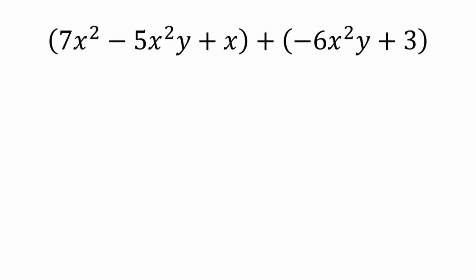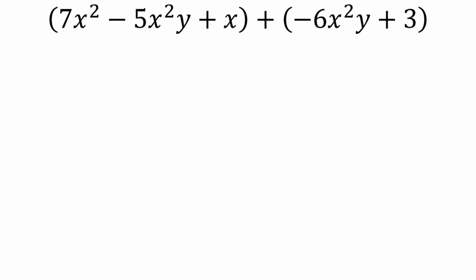Let's try one with more than one variable. We have 7x squared minus 5x squared y plus x plus negative 6x squared y plus 3. The idea is exactly the same, but you can only combine terms if they have the exact same exponents and are raised to the exact same power.